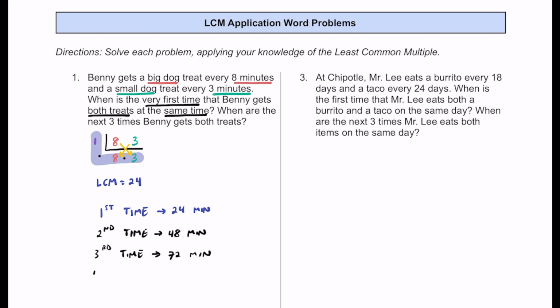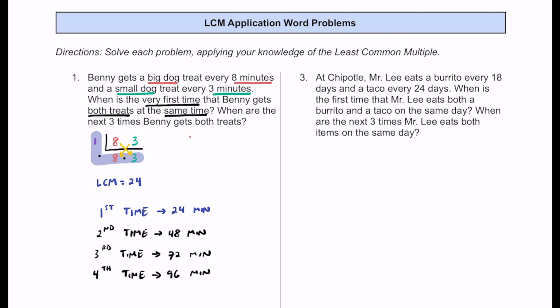And then finally, for the next 3 times, we have the first, second, third, and fourth time this is going to happen. Then we can say, what's 24 times 4? And that should be at 96 minutes. So these are the next 3 times that Benny's going to get both treats.